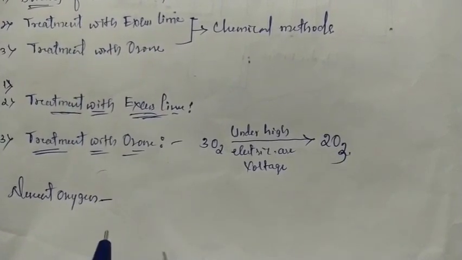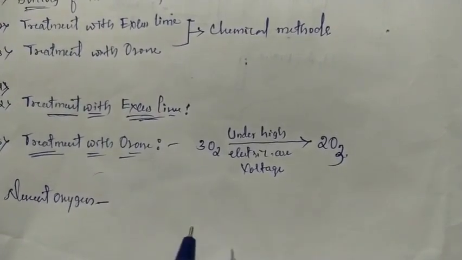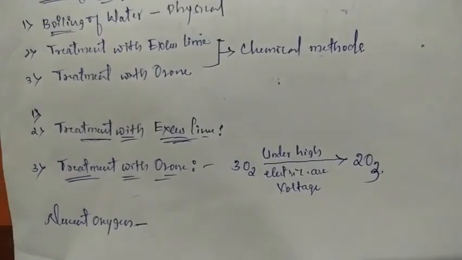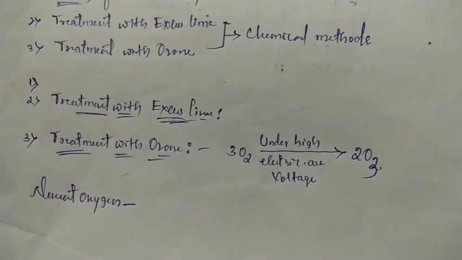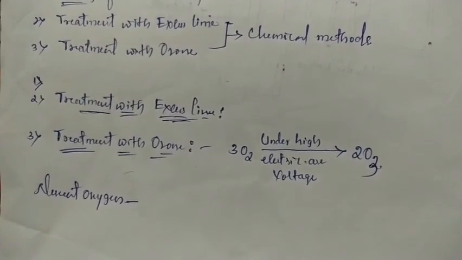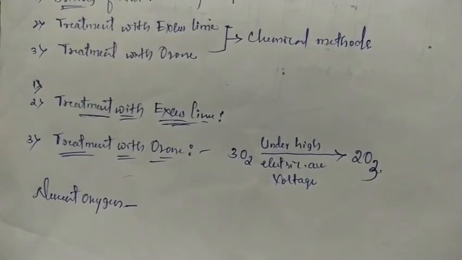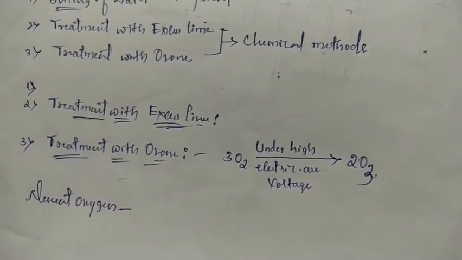Ozone being unstable, nothing remains in the water by the time it reaches the distribution system. It is also used to remove the bacteria present in the water sample.